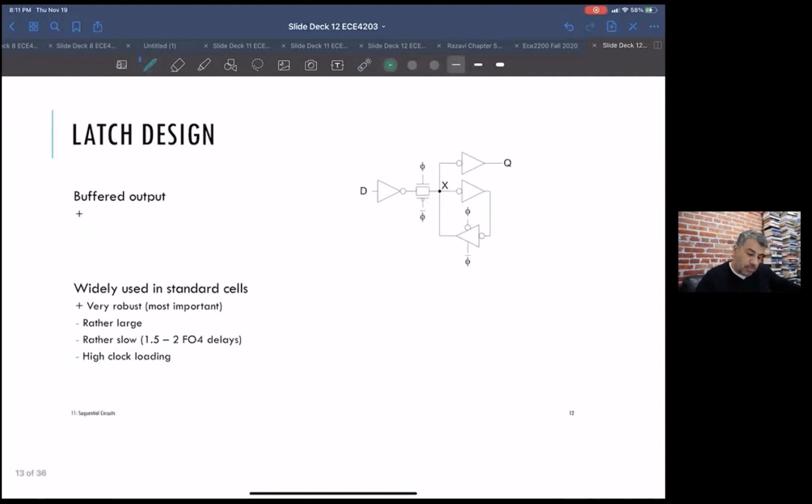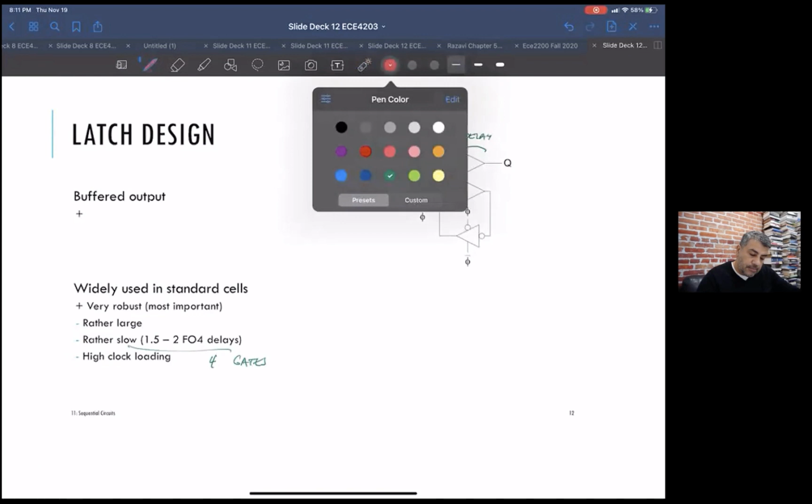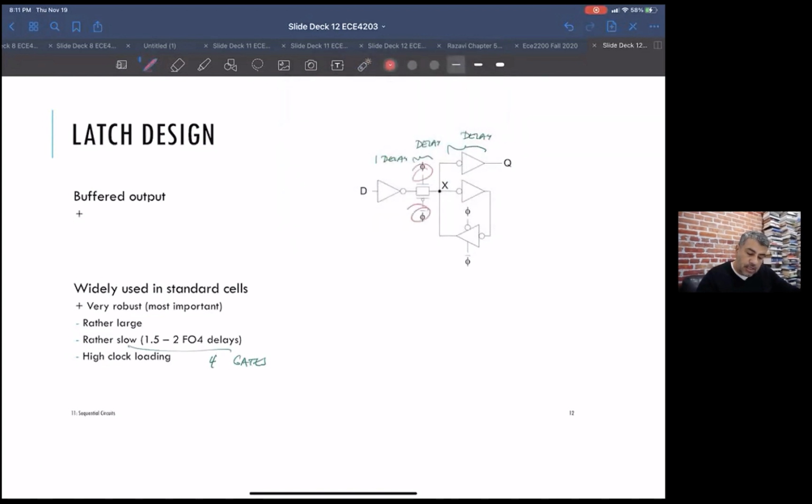But it's got some problems. Okay, you have one delay here because of your inverter. There's some delay because of the pass transistor, and then you have another delay here. So it can be kind of slow from input to output. And now notice that your clock or clock bar, basically your clock network, is driving 4 gates. Okay, you've got this guy, this guy, this guy, and this guy that you need to drive. So a lot more loading on your latch.